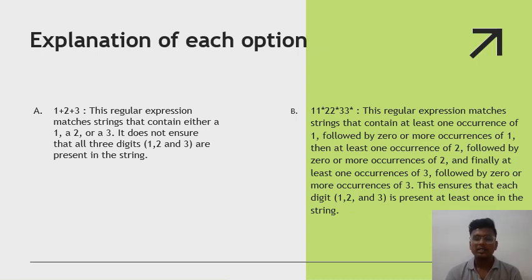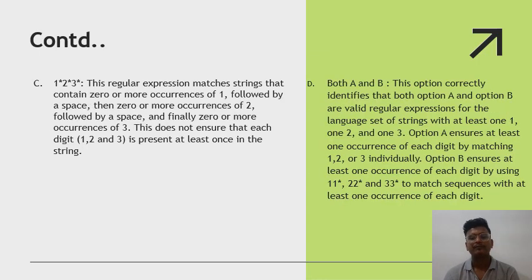The next option is 11*, 22* and 33*. This regular expression matches strings that contain at least one occurrence of 1 followed by 0 or more occurrences of 1, then at least one occurrence of 2, followed by 0 or more occurrences of 2, and finally at least one occurrence of 3, followed by 0 or more occurrences of 3. This ensures that each digit 1, 2, and 3 is present at least once in the string.